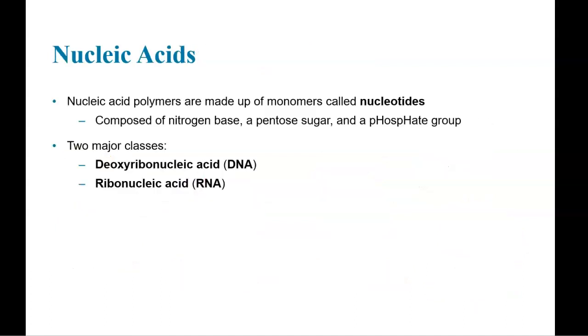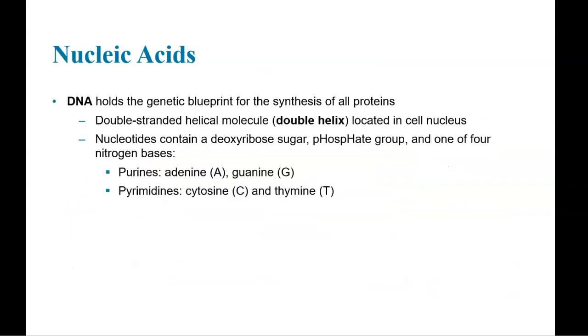Nucleic acids are made up of nucleotides. So these include a nitrogen base, the pentose sugar, and a phosphate group. And there's two major classes of nucleic acids. So there's the deoxyribonucleic acid, which is DNA, and then ribonucleic acid, RNA. So DNA holds the genetic blueprint for the synthesis of proteins.